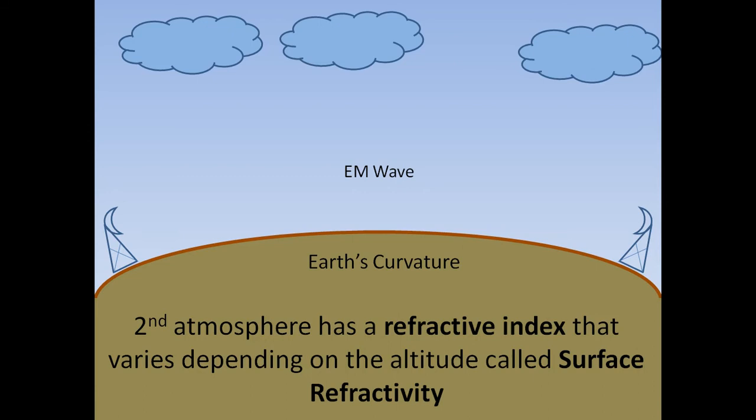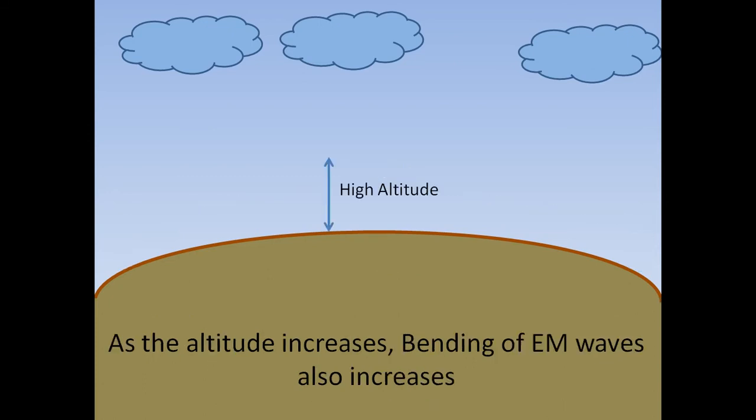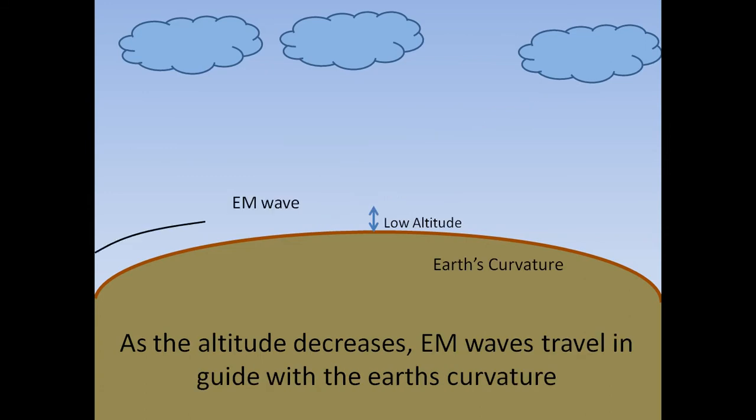So, sa atmosphere meron din. But this time, hindi naman ilaw or light yung pinag-uusapan natin. Pinag-uusapan naman natin dito is yung pag-bend ng EM wave. Okay? So, as the altitude increases, yung effect ng bending is mas mataas din. Of course, pag mas mababa, yung EM wave is hindi siya nagbe-bend. Nag-travel lang siya in guide with the Earth's curvature. Sinusundan niya lang yung curvature ng Earth.